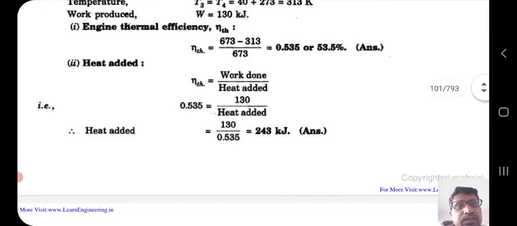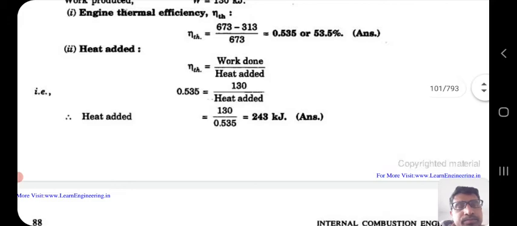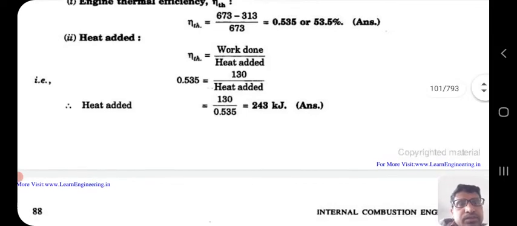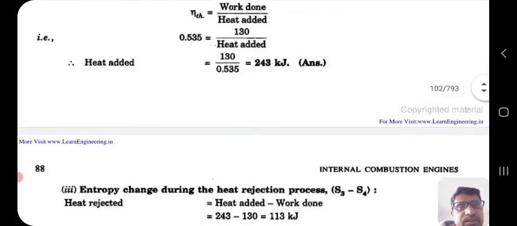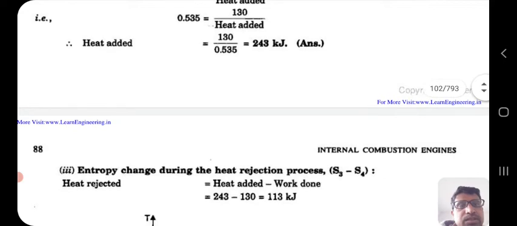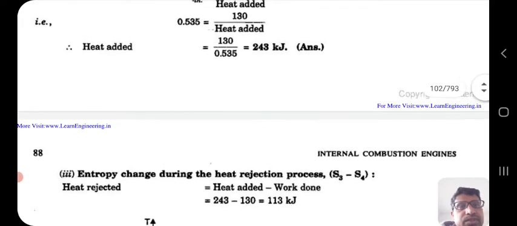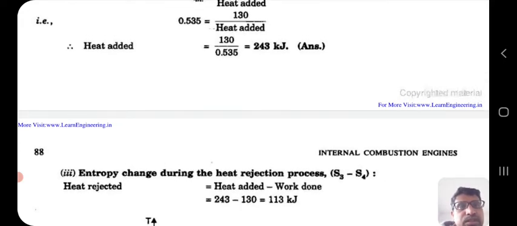Engine thermal efficiency is equal to 673 minus 313 by 673. So that is the work done by heat added. 0.535 is equal to 130 by heat addition. So heat addition is equal to 130 divided by 0.535, that is 243 kilojoule.